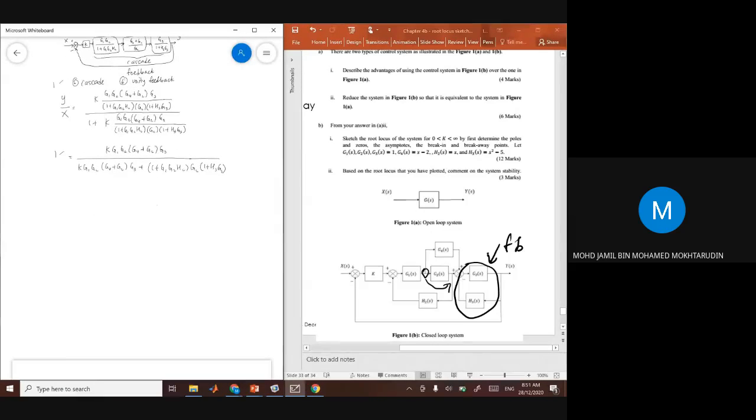And then question B, from your answer in A2, sketch the root locus of the system for k from 0 until infinity by first determine the poles and zeros, the asymptote, the break-in and breakaway points, and let G1, G2, G3 equals 1, G4 equals S minus 2, H2 equals S, H3 equals S squared minus 5. Okay, tengok dulu. So substitute the values.